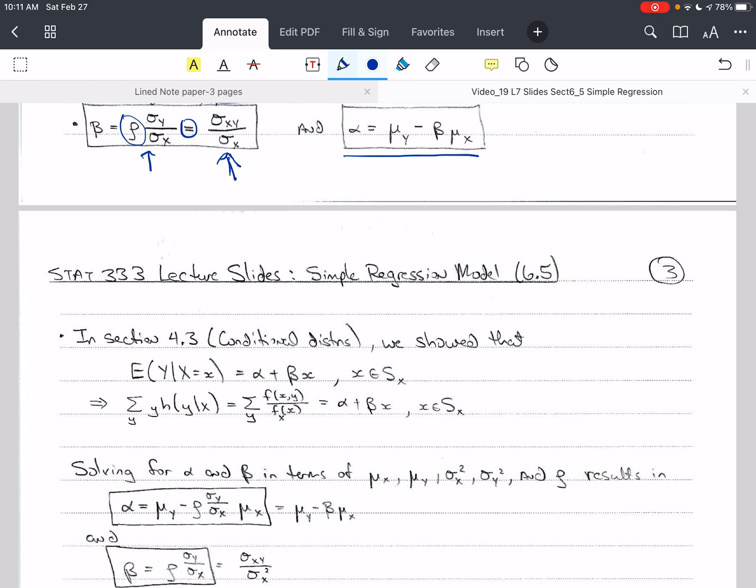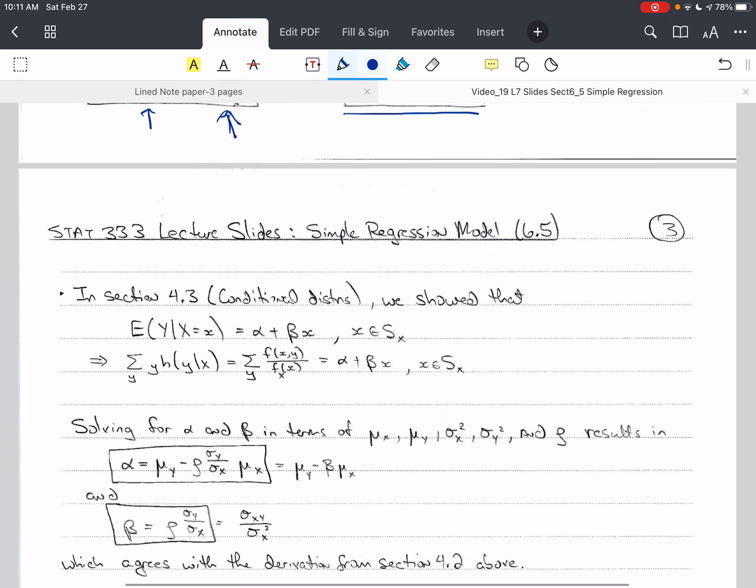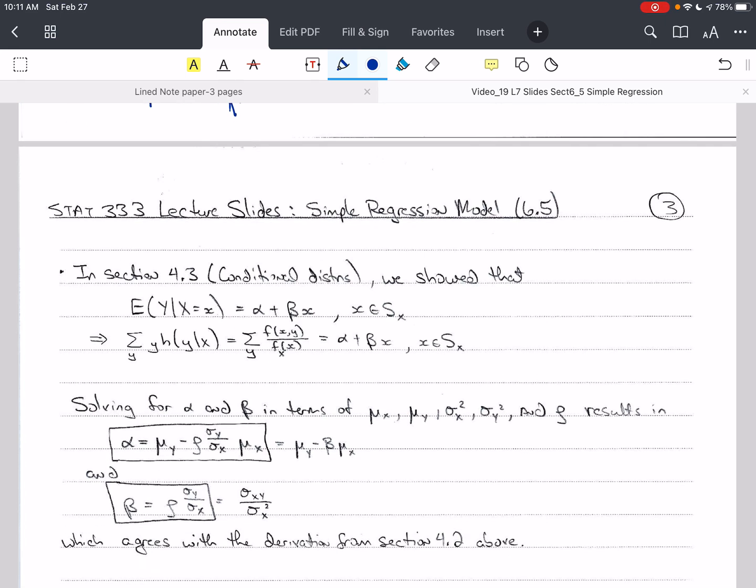Then in section 4.3, which was conditional distributions, we also showed that the expected value of y given x equal to some value is alpha plus beta of little x, again for x in the support of x. And then we showed that the expected value for a discrete variable is the sum of y times the distribution of y given x, which turns out to be written in this form, and is equal to alpha plus beta x again.